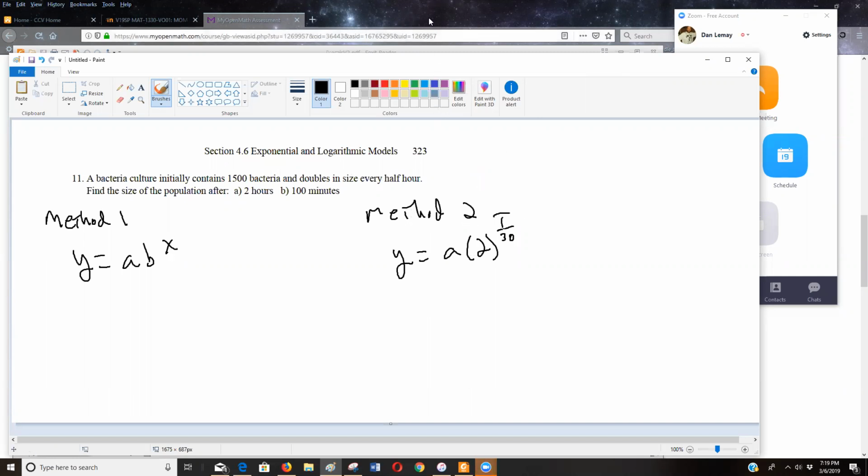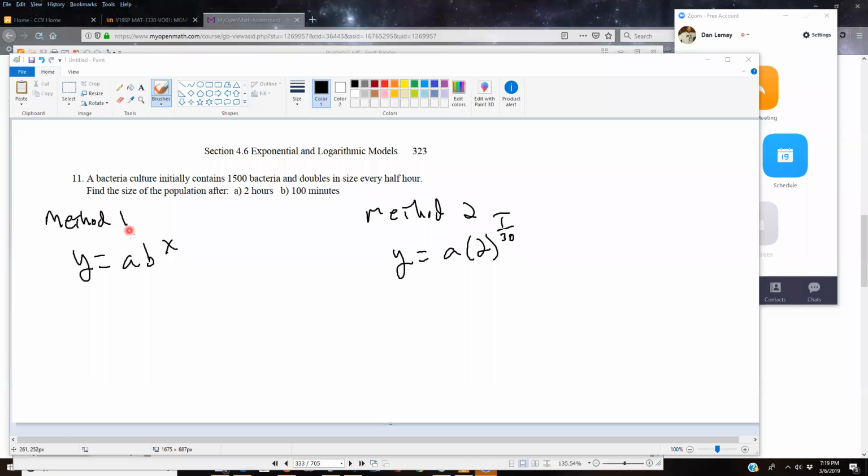Let me find my pointer here. Okay, so you can use just the plain old a b to the x. We're going to find some base, and the initial value is a, and then x. I guess I could use t there also, since this is about time. And so if I were going to do that, well, let's see.